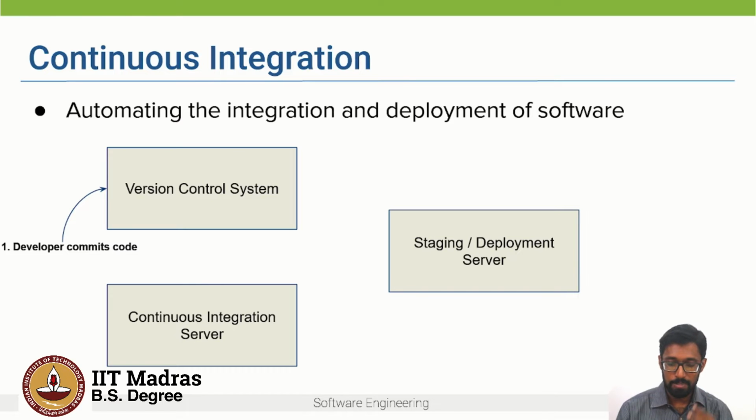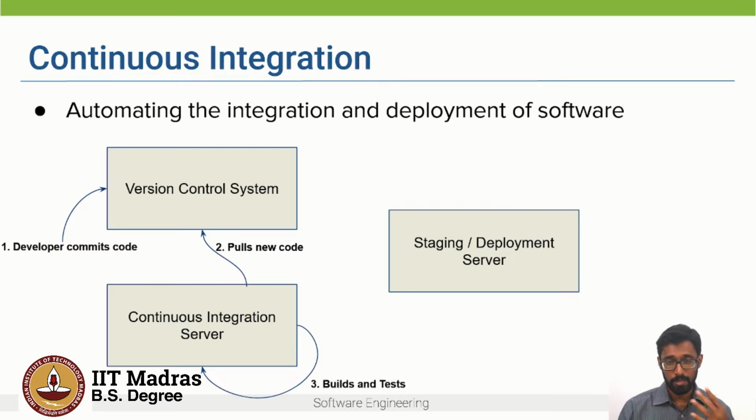And what happens is, after each individual commit, the continuous integration system or the server pulls this new code, and it builds and tests the code on the continuous integration server. It runs unit and integration tests and it checks for errors, and all of this is done automatically. And if there are no errors, then it sends a message to the deployment or the staging server that it is ready to deploy.